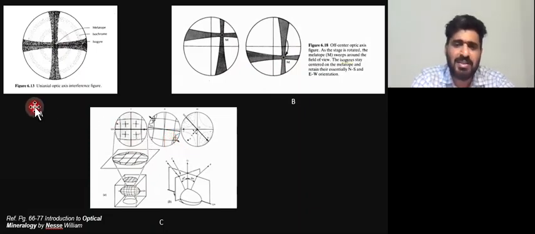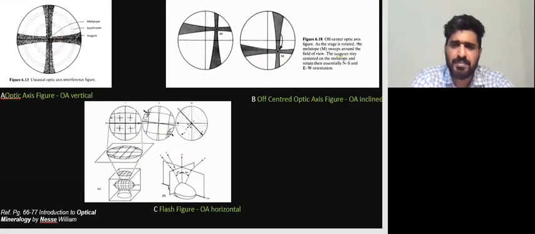So can you tell me what is A, B, and C? Try it out. A is optic axis figure, where the optic axis is vertical. B is off-centered optic axis figure, where the optic axis is inclined. And C is the flash figure, where we can see the section is cut parallel to the optic axis. So you can see the indicatrix is like this, light comes through, and that is going to be generating the off-centered optic axis figure.